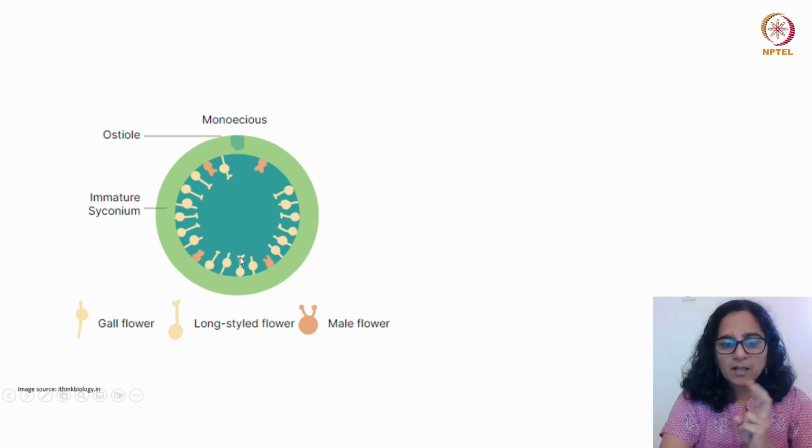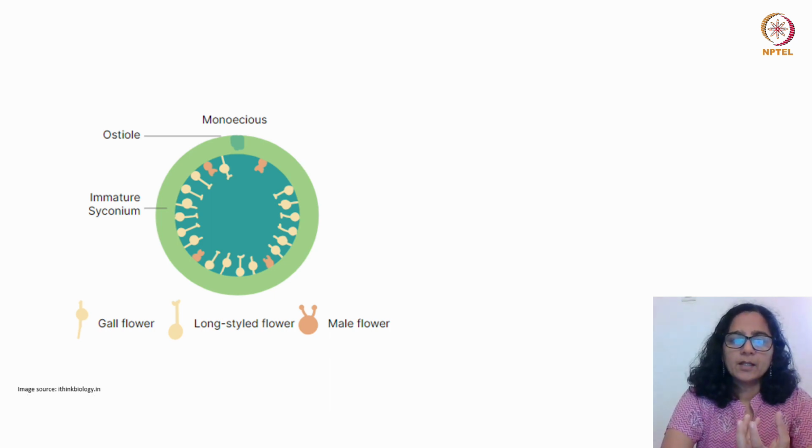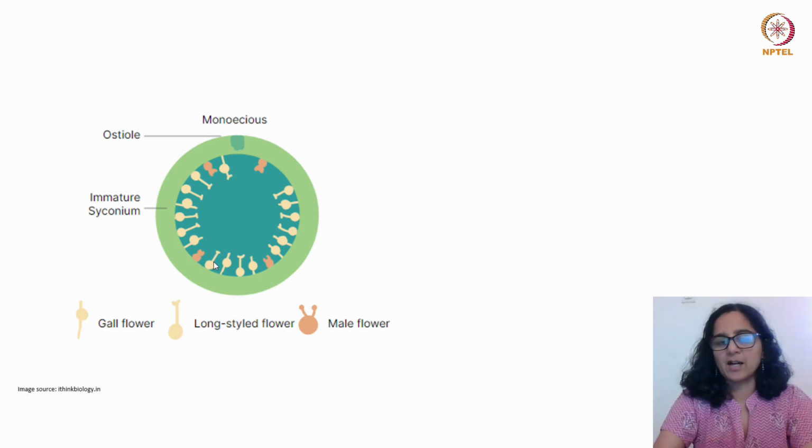Female flowers are of two kinds: a long style flower and a short style flower. You can see both female flowers, long style and short style, and male flowers are present in a monoecious syconium. This is an immature syconium, that means it's still raw. Mature syconium are represented in a different color. All these pictures are taken from the book I Think Biology.